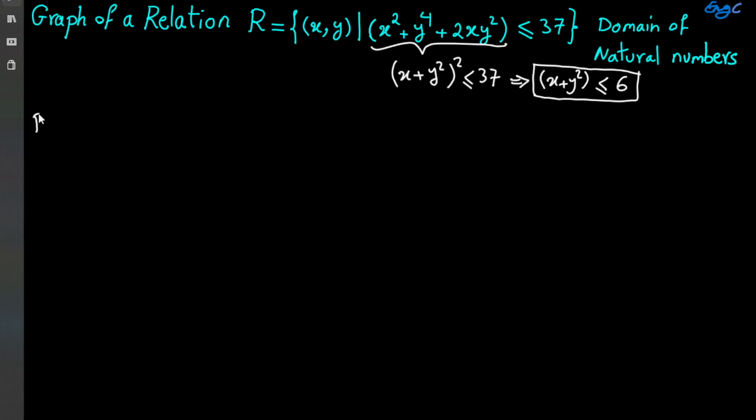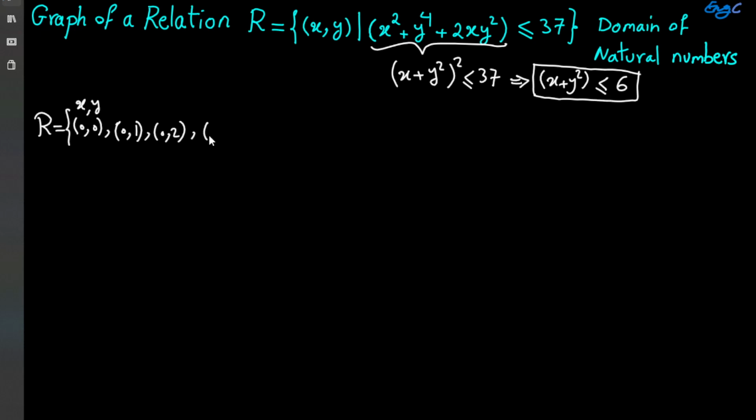We are going to use just the brute force raster method, purely listing the two-tuples that exist in this relation. The first one, of course, is 0, 0, because that does satisfy this. Then 0, 1 also works. 0, 2 also works. Remember, the first one is x in the two-tuple, the second one is y. So 0, 2 means 0 plus 2 squared, which is 4, and it's less than or equal to 6. 0, 3 doesn't work, because 0 plus 3 squared becomes 9, and that does not satisfy this. So we have to move on.